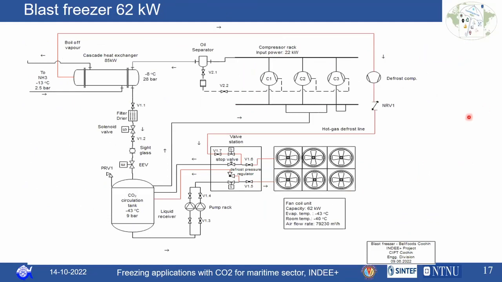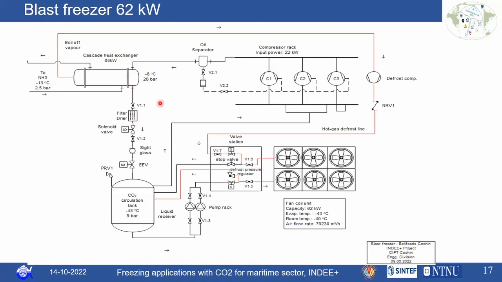So now let's go to the system we have proposed. We have proposed a blast freezer of 62 kilowatt. Here you can see the bottom cycle of the blast freezer, that is the bottom CO2 cycle which we have proposed for the freezer. So here you have the compressor rack, at 22 kilowatt. It goes to the oil separator and then to the cascade heat exchanger, around 85 kilowatt. And it can be expanded.